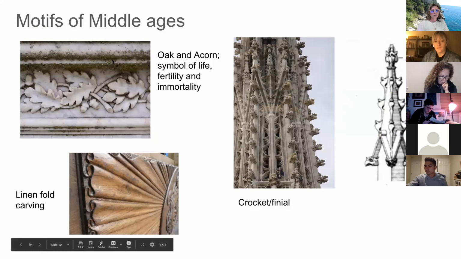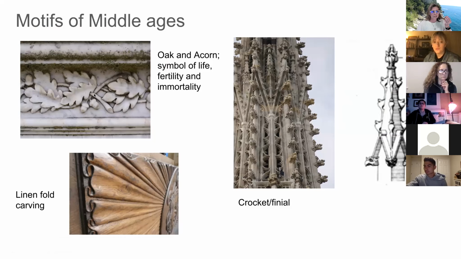So this is a motif called the oak and acorn. I think sometimes this is hard to see because it's kind of small and delicate. This is a good photo. Oh, here's Krista. And like many nature motifs, it symbolizes life, rebirth, growth, fertility, and immortality.